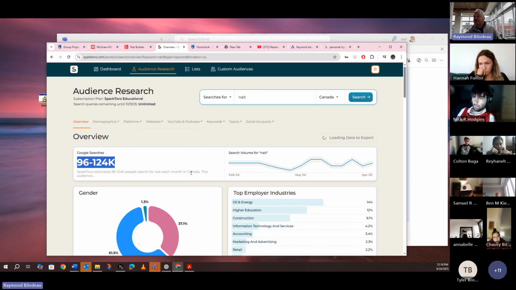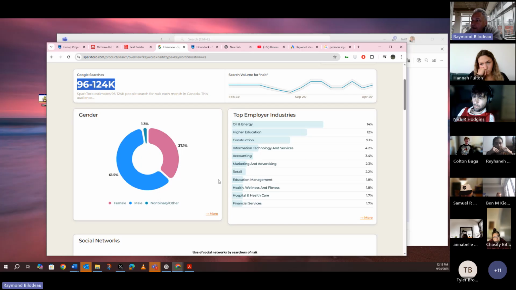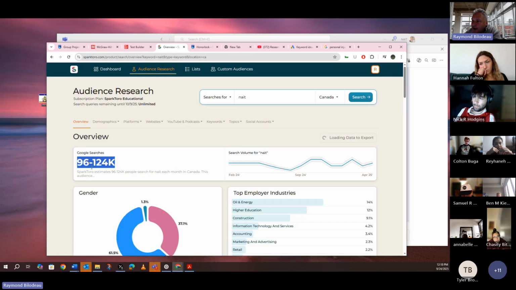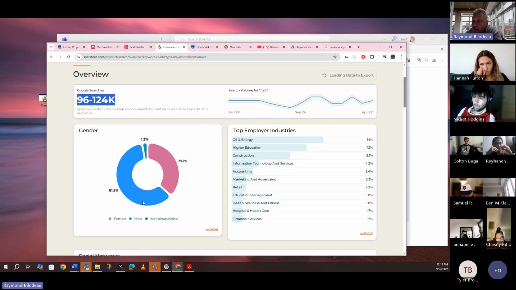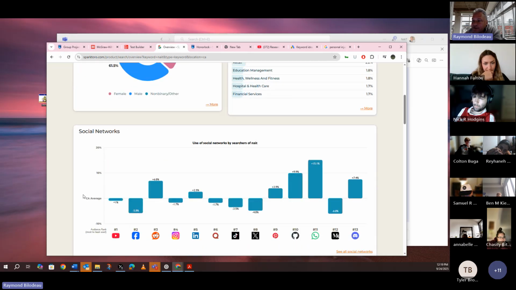Here, when we search in SparkToro, we see that of the 100,000 people who search Nate in Canada, 61% of them are male, 37% of them are female. So that's kind of interesting. Top employer industries: oil and gas, higher education, construction, IT, marketing and advertising is right there. This is your social networks now.